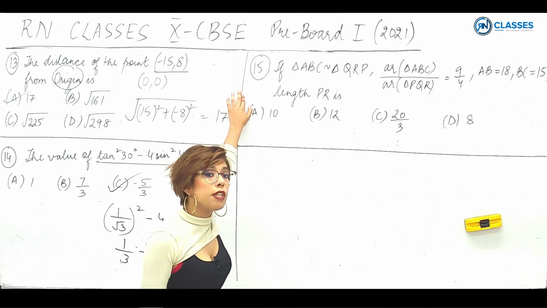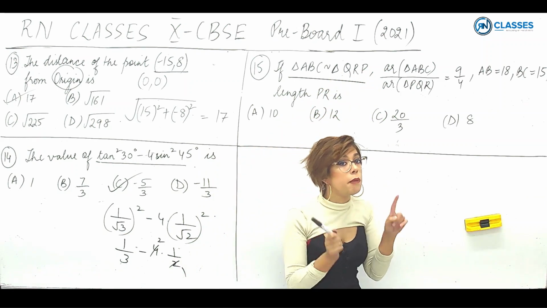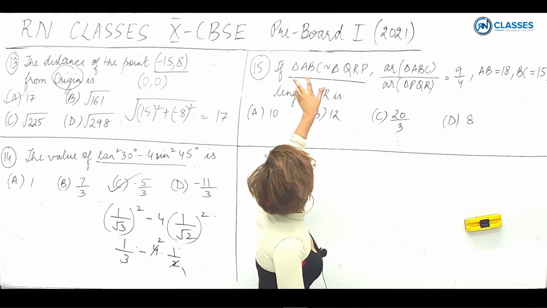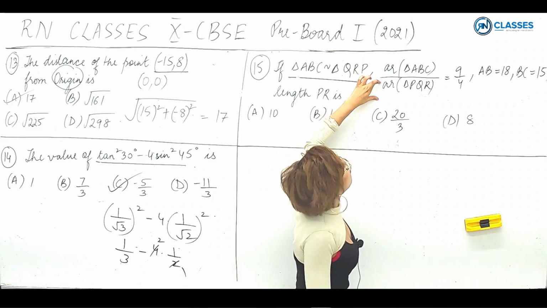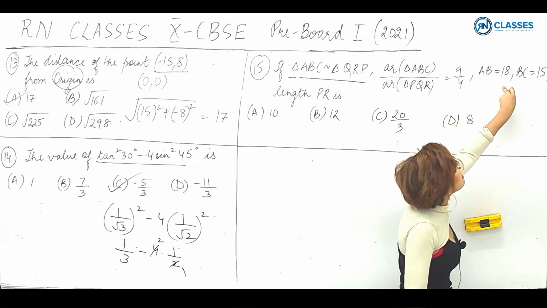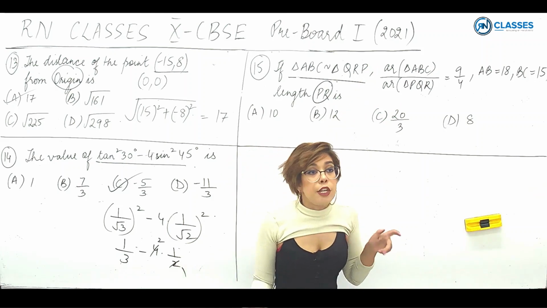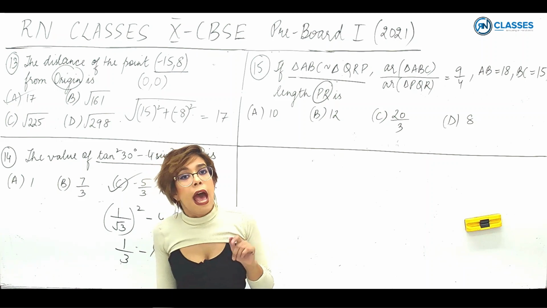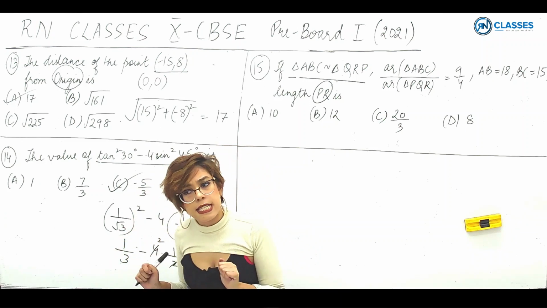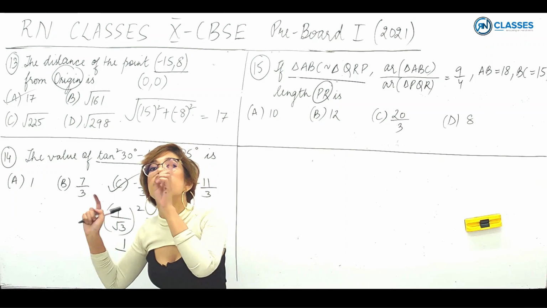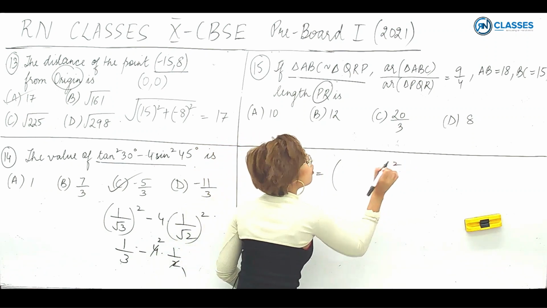Done? Now, the next question, question number 15. If triangle ABC is similar to triangle QRP, now corresponding parts are important, so pay attention to those. If triangle ABC is similar to triangle QRP and area of triangle ABC over area of triangle PQR is 9 by 4, AB is 18, BC is 15, you need to find the length PR. Now, ratio of areas is given, that too of similar triangles. I know that ratio of areas of similar triangles is directly related with the square of the ratio of the corresponding sides. I know that this ratio, 9 by 4, is equal to square of the ratio of corresponding sides.